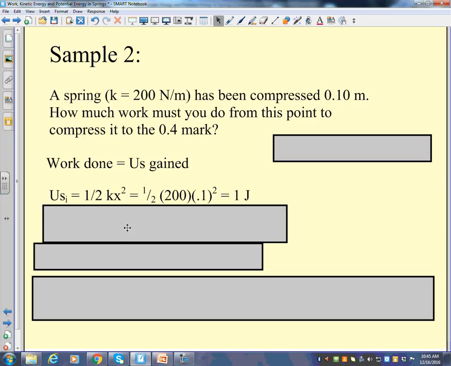Initial spring energy. Potential spring energy, the initial spring energy is 1/2 kx squared. So 1/2 times 200 times 0.1 squared. It has 1 joule of stored energy to begin with. Okay? It has 1 joule of energy to begin with because it's already been compressed.